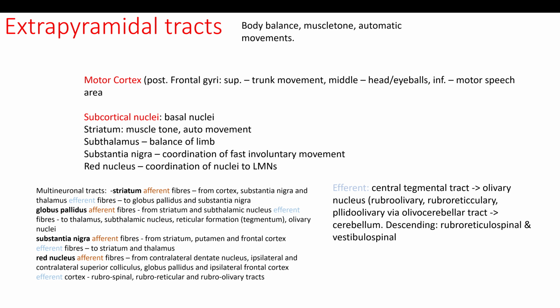It passes to the olivary nucleus with the rubro-olivary, rubroreticular, and pallido-olivary tracts. They pass to the cerebral cortex via the olivocerebellar tract. Then they pass to the spinal cord and influence motor activity. These are the descending pathways, being the rubro-reticulospinal and vestibulospinal tracts.